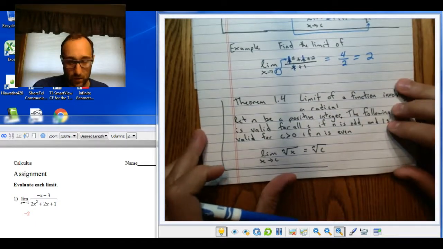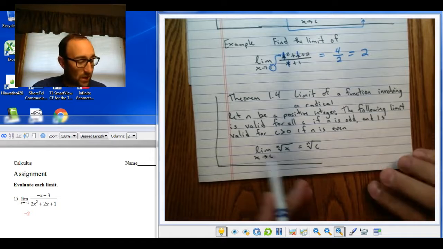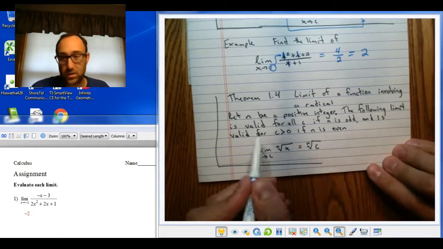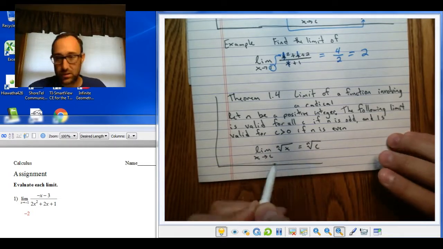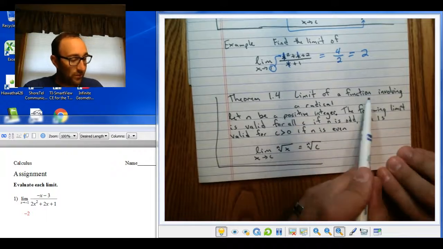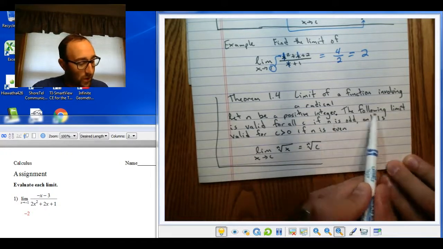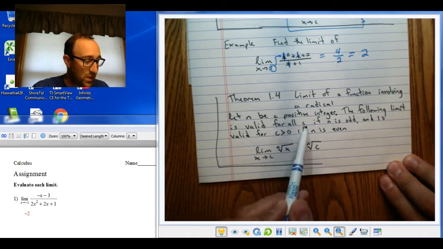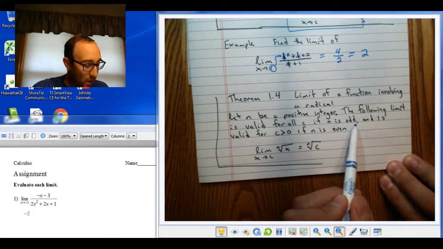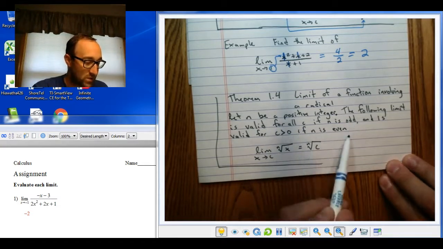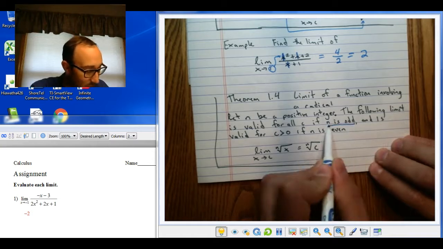And here, this theorem 1.4 is kind of the same thing. I want to just go over the definition, which is the important part, because it's pretty straightforward. It says, the limit of a function involving a radical. Let n be a positive integer. The following limit is valid for all c if n is odd, and it's valid for c greater than 0 if n is even. So let's just look at just this odd part first.